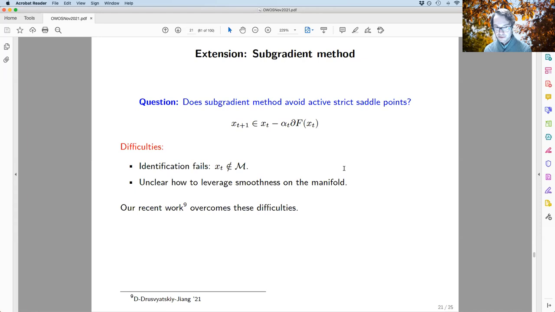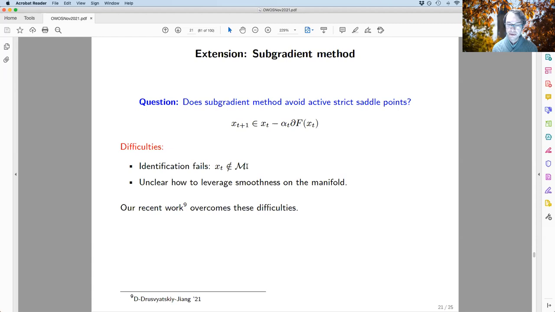our strategy that we introduced for the proximal method completely fails in the sense that identification of the active manifold never holds. We are almost never inside that manifold, and we shouldn't expect to be inside that manifold with a vanilla subgradient method. And so because of that, it's unclear how we should leverage the smoothness of the function on the manifold.